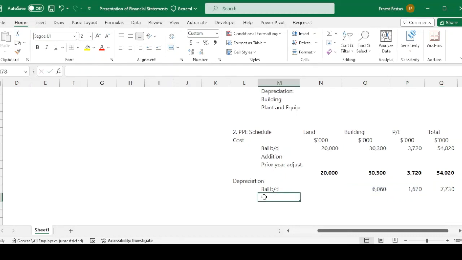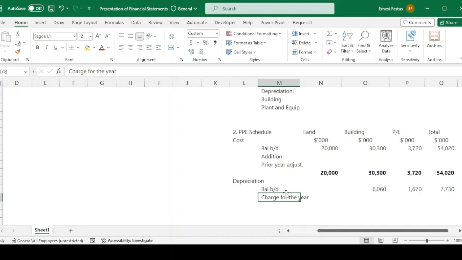And then the next thing is the charge for the year. Now, when there is a prior adjustment for the cost, that means that depreciation might also be affected. So we'll also come and adjust for any prior year adjustment that we make to the cost. So we'll adjust for the cost elements as well as the depreciation elements. All right. So that is it.